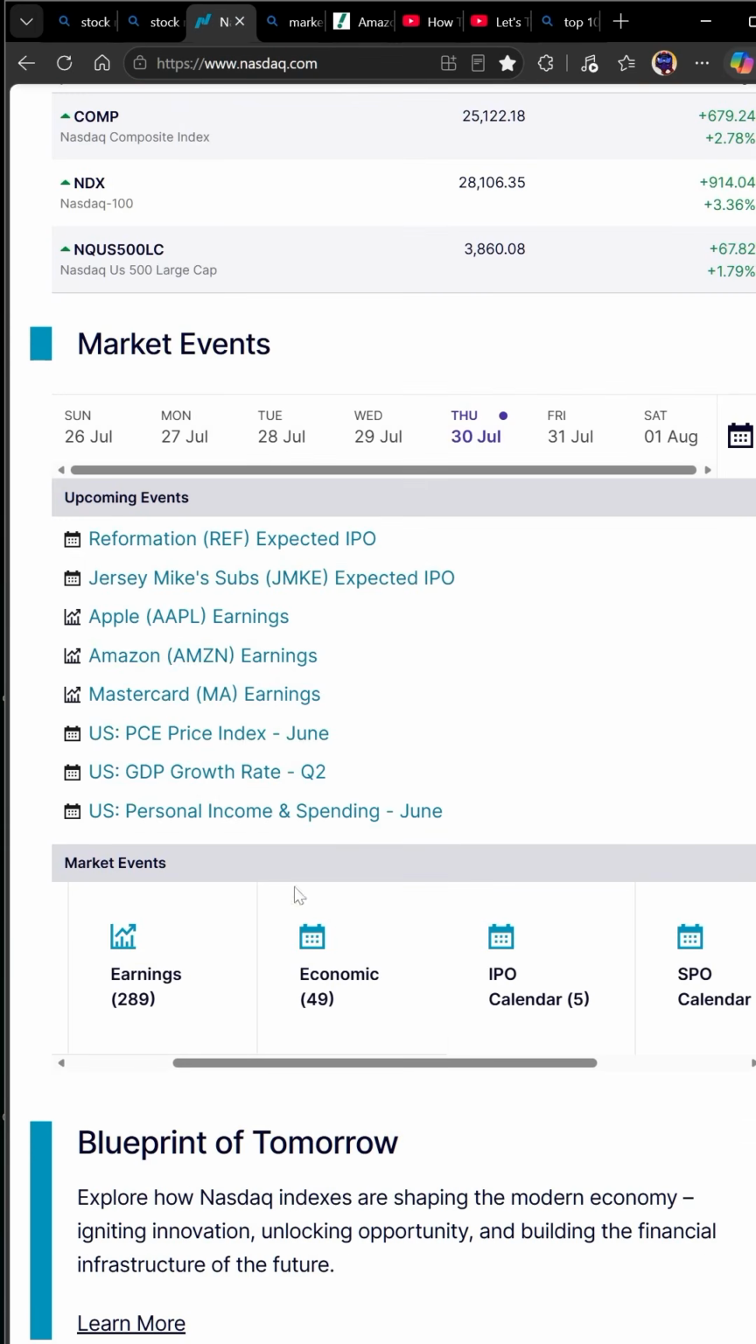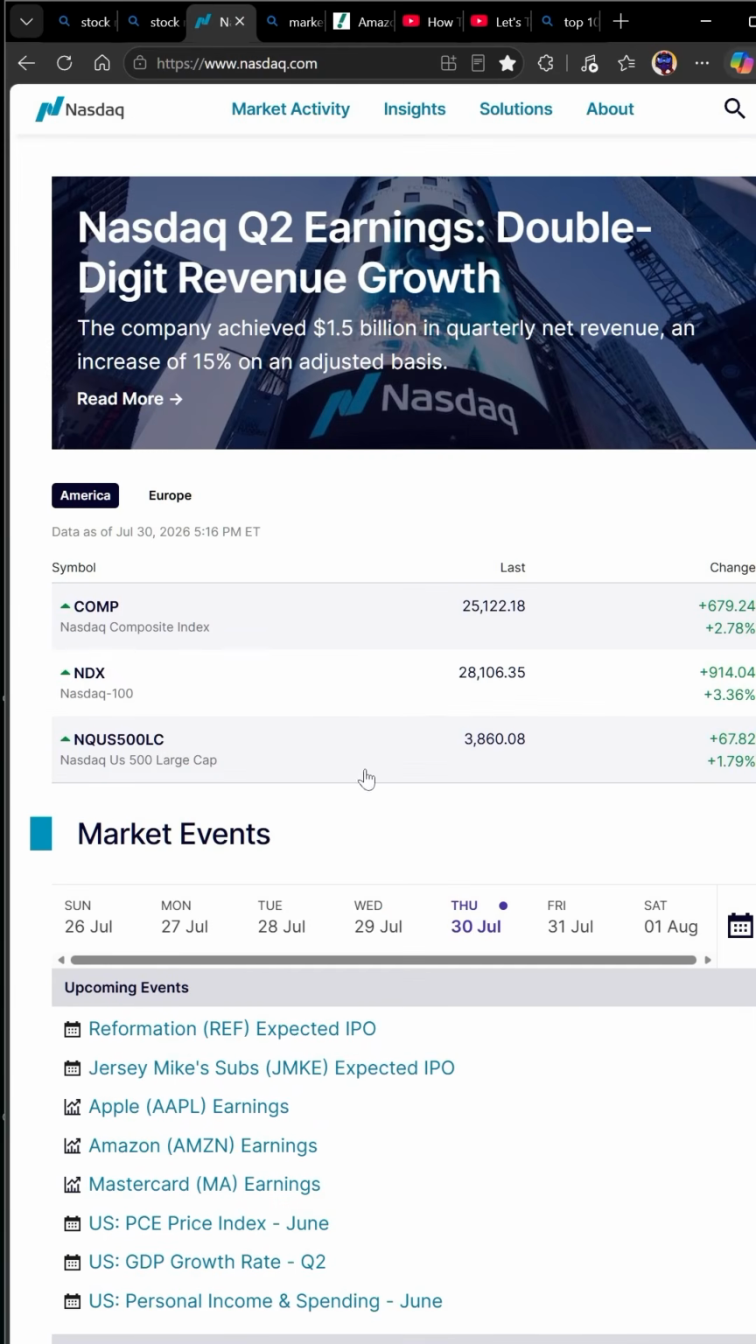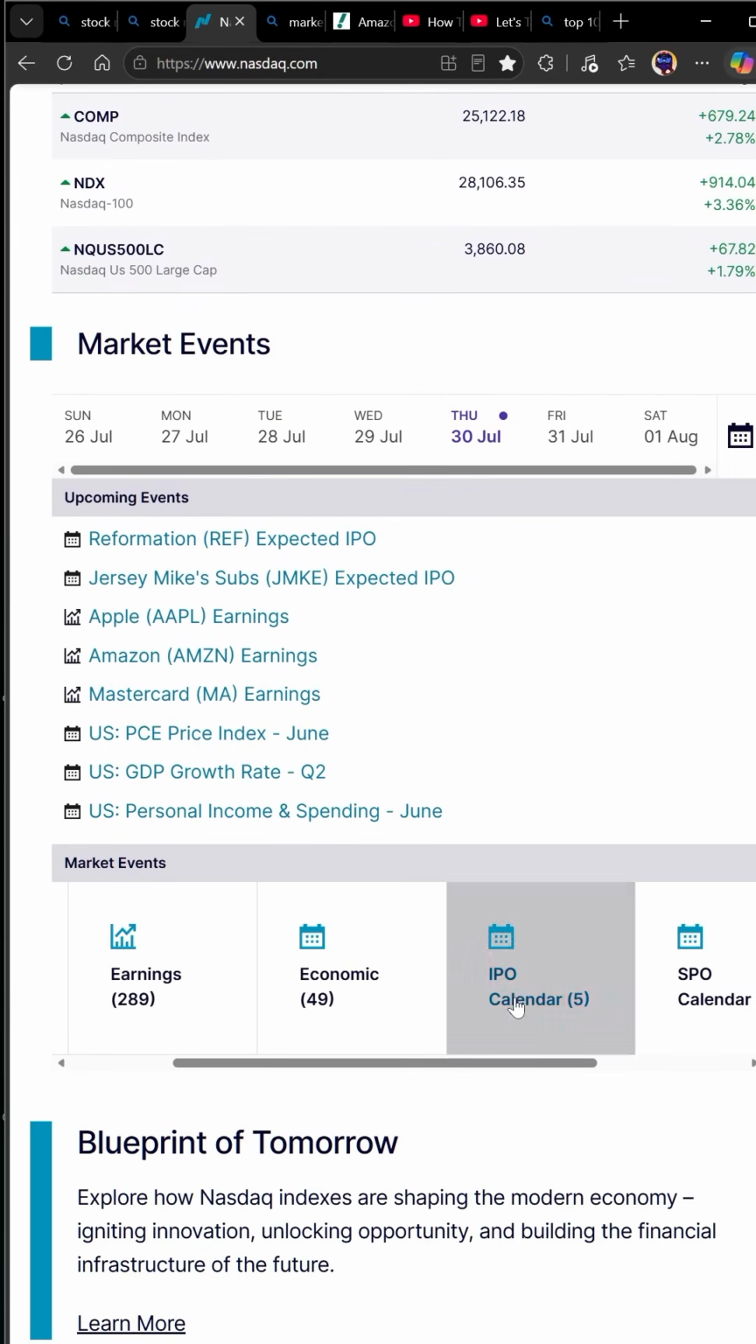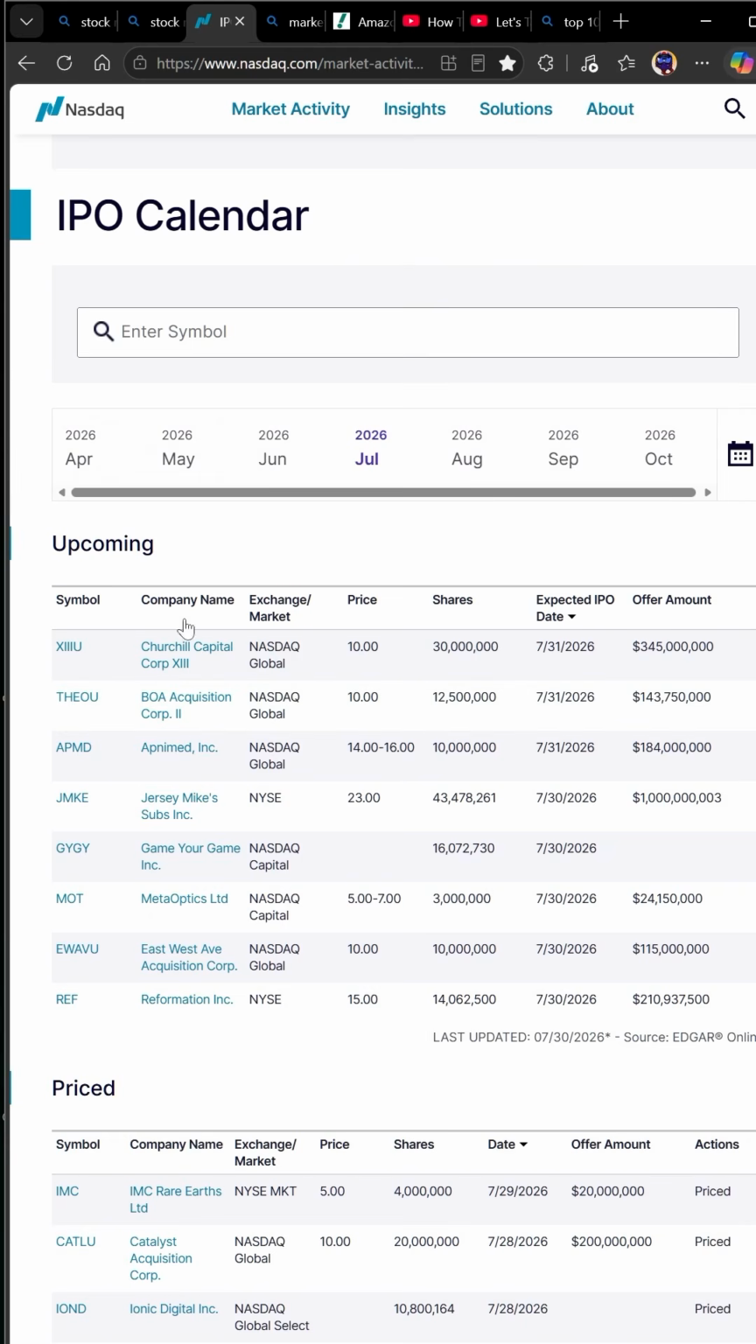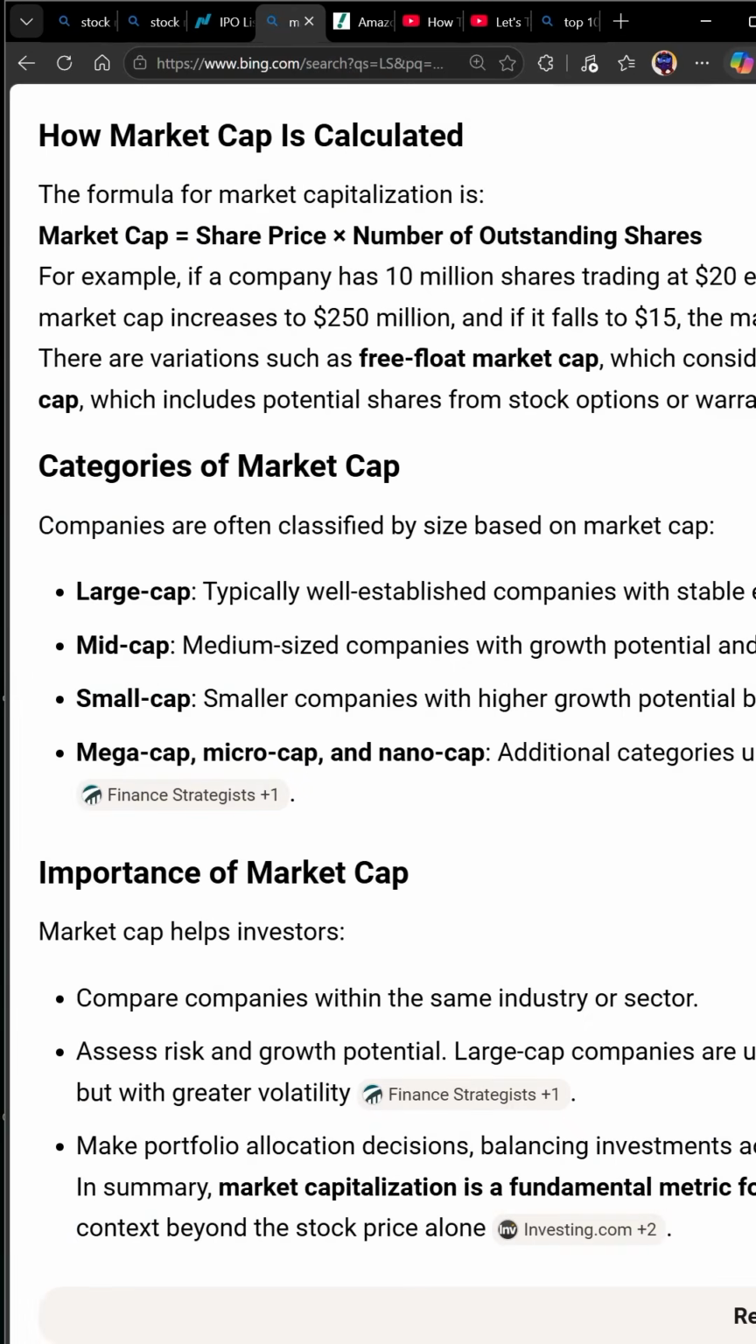You want to visit websites like NASDAQ.com, and you want to go to the IPO calendar, and you want to get familiar with upcoming companies, and these symbols or abbreviations on the left are ticker symbols. And you want to learn, when is the expected IPO date, and how many shares are they going to have available. You want to start speaking the lingo.